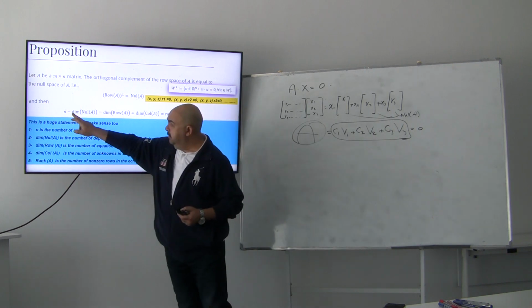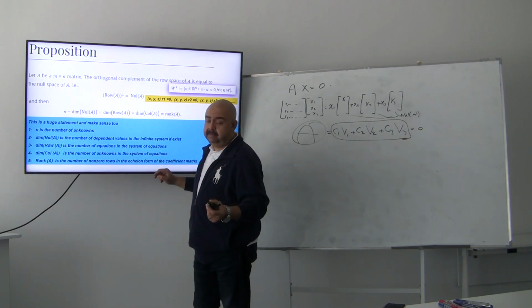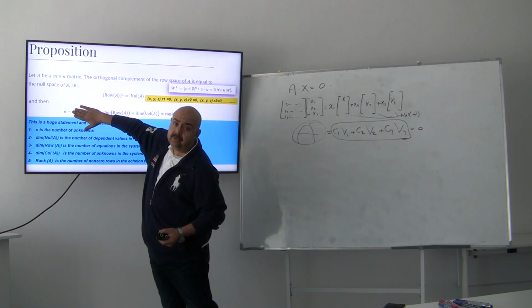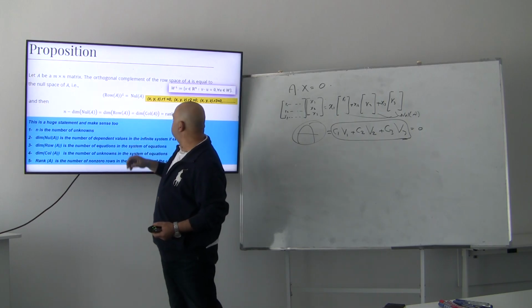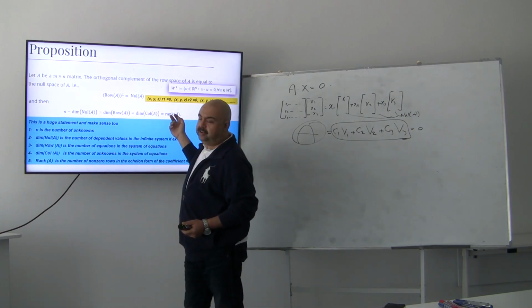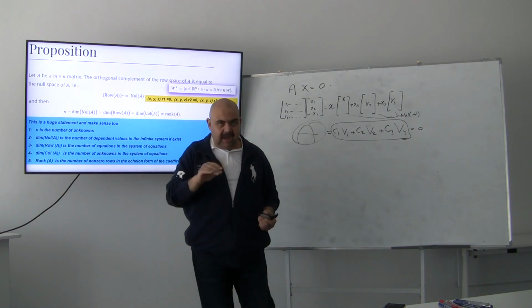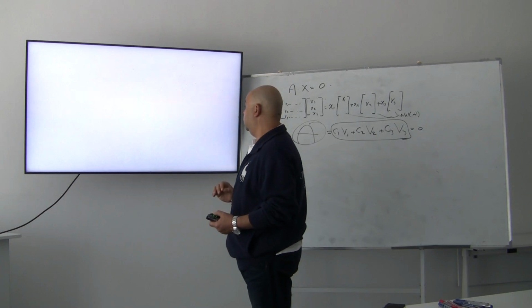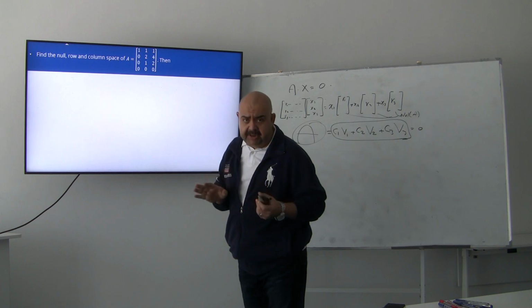If you look deeply into this equation, if you have a unique solution, for example, you will have the dimension of null A equal to 0. And in this case, you will have the number of rows equal to the number of columns equal to the rank of the matrix, which is equal to the number of unknowns. And it's really a very specific and very powerful definition.